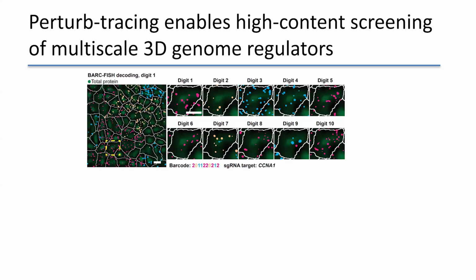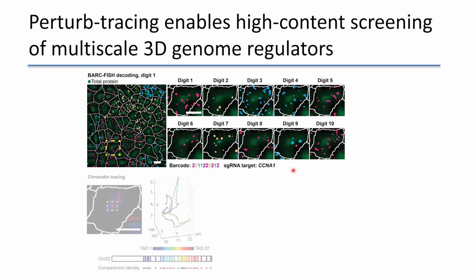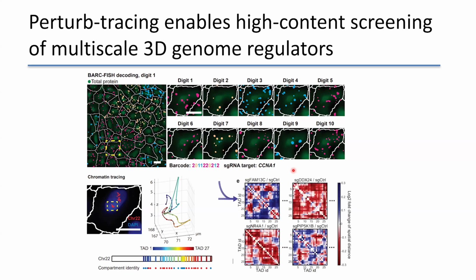Here are some raw data of our CRISPR screen. In this field of view, in this single cell, we can read out the barcode digit by digit. It's a 10-digit ternary barcode. Each digit's ternary value is represented by 3 colors. Based on this information and the design of our codebook, we can know that this cell carries a barcode corresponding to a guide RNA targeting a particular gene. Using chromatin tracing in the same cell, we can then analyze how this perturbation influences 3D chromatin organization.